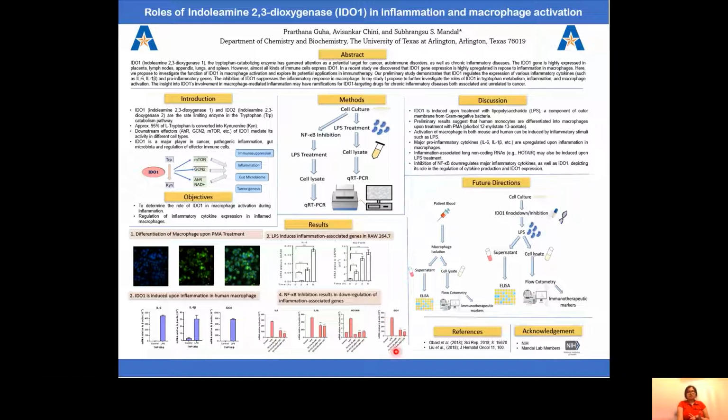Surprisingly, what we saw is that IDO1 is also down upon NF-kappa B inhibition. That means IDO1, though it is treated with LPS, upon NF-kappa B inhibition, it goes down, which means NF-kappa B regulates the expression of IDO1. Further study is required on that.